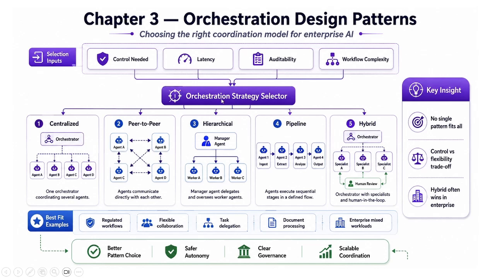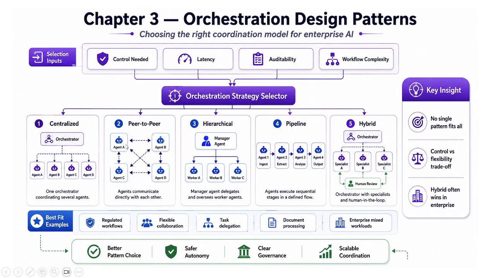And then the orchestrator works through what it is passed and selects the right design pattern. You understand? First, we have the centralized design pattern, where one orchestrator coordinates all the agents. You can see the design pattern: one orchestrator coordinates several agents. Then we have two, peer-to-peer, or democratic.